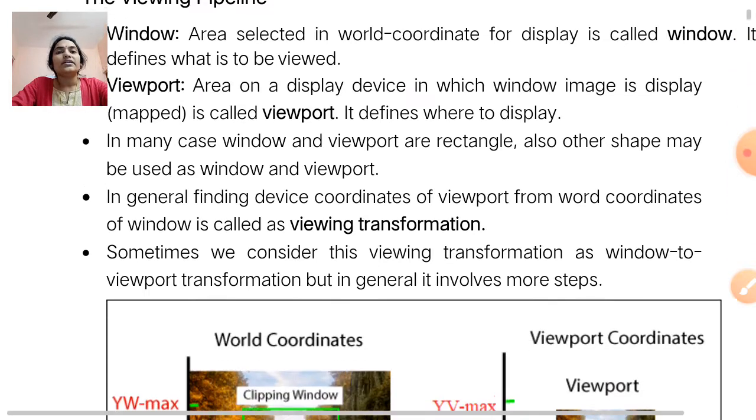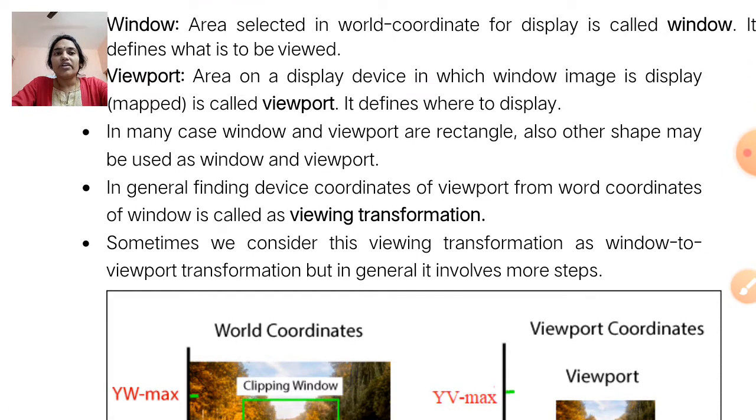In general, finding the device coordinate of viewport from the world coordinate of window is called viewing transformation. That means the device coordinate of viewport from world coordinate of window is called viewing transformation. Sometimes we consider this viewing transformation as window to viewport transformation, but in general it involves more steps.